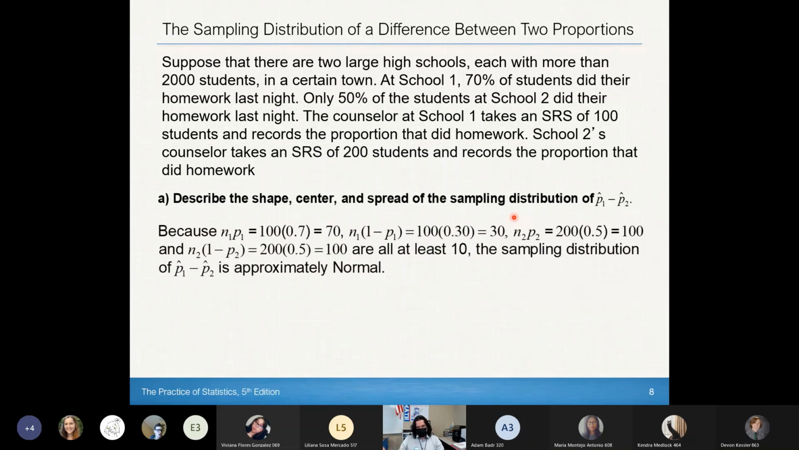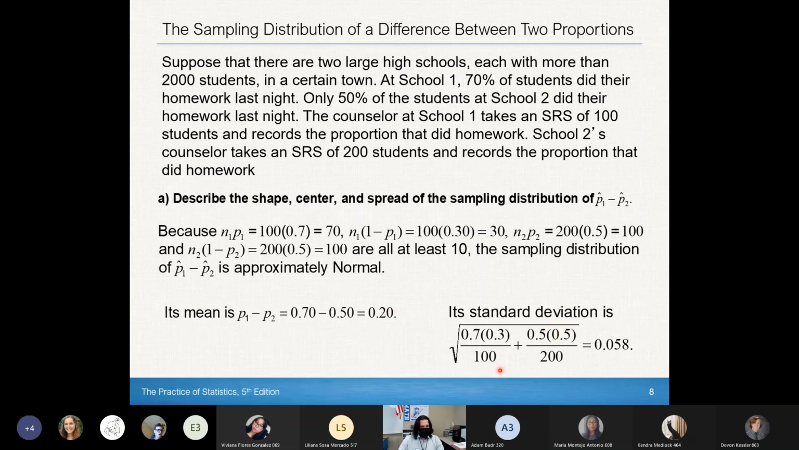All right, because the large counts condition is satisfied, right? 70, 30, 100, and 100 are all at least 10. The sampling distribution of p hat 1 minus p hat 2 is approximately normal. We've now described the shape. The mean is p1 minus p2, which is 0.7 minus 0.5, and we get 0.2. Now we have the center.